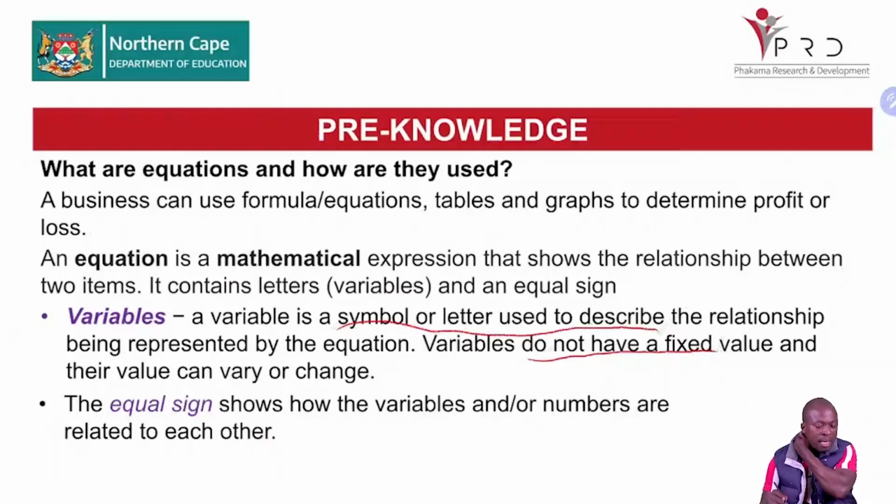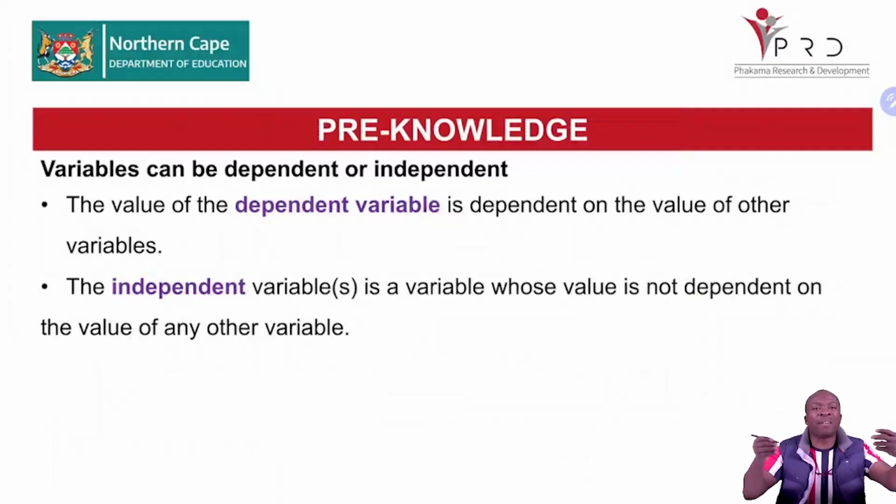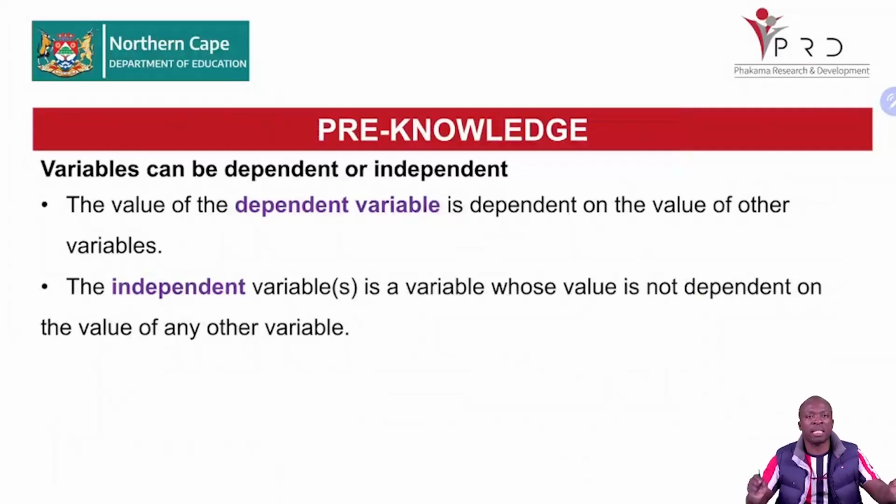Now we have the equal sign. When you see the equal sign, it is telling you how the variables and numbers are related to each other. Then we have these other words called dependent variable and independent variable. Dependent variables are those variables that rely on other variables. All these things will make sense when we start doing some work. The independent variables are those ones which are on their own. They do not rely on any values. They are just on their own.